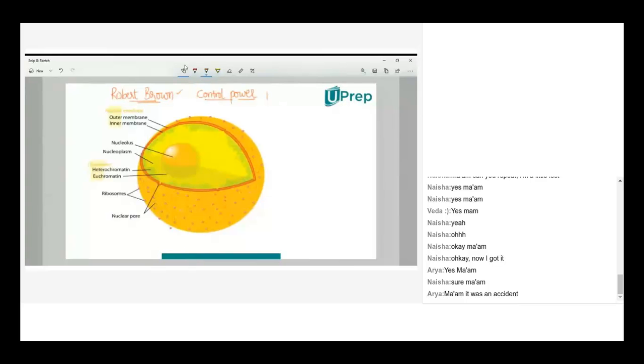When you take the nucleus structure, it possesses various components. The first one is the nuclear membrane. When you take the nuclear membrane, it has an outer membrane and an inner membrane. If you remember, the nuclear outer membrane is in continuation with the rough endoplasmic reticulum, along with the nuclear membrane.